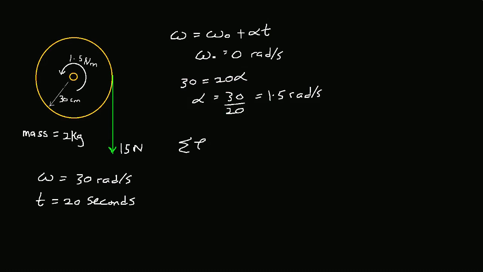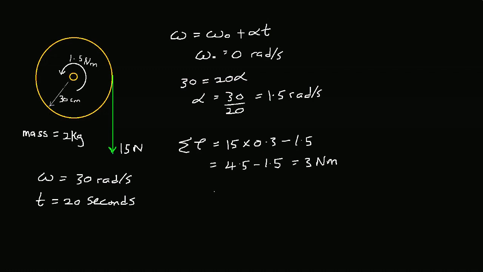Next, we'll find the net torque on the pulley. We're going to subtract the frictional torque from the torque due to the 15 Newton force because it resists motion in the direction of the 15 Newton force or torque. So our net torque is equal to 15 times 0.3, which is the radius of our pulley, minus 1.5, which is the frictional torque. And we obtain our net torque to be 3 Newton meters.